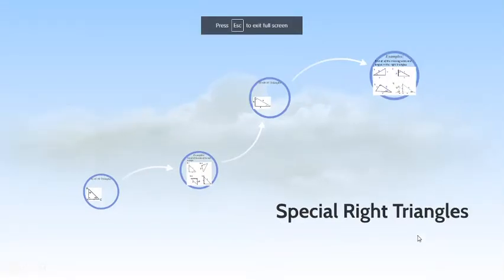Hi everyone! Today we're going to learn about some special kinds of right triangles. If we have these special right triangles, there are some shortcuts or ratios that you can use to help you solve for the missing sides of a right triangle. Okay, so since we have ratios, guess what we're going to be doing?